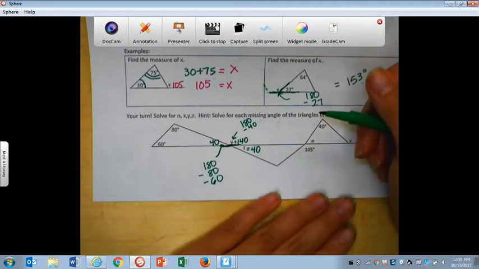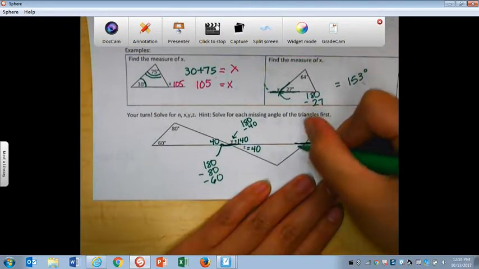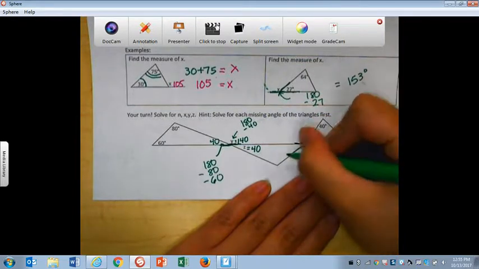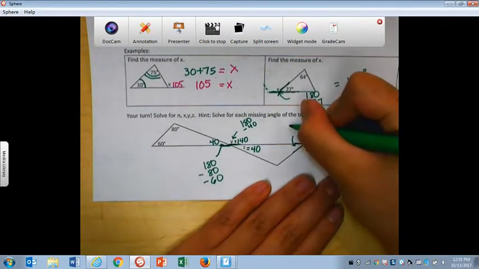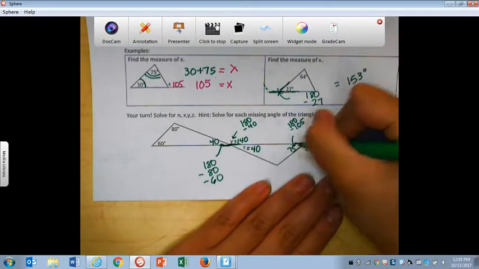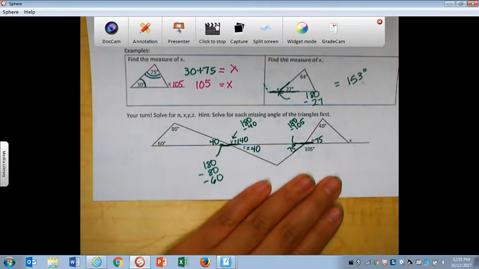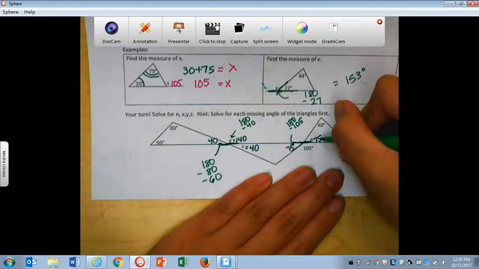So let's see what else we can solve. I see a 105 here. This is a linear pair, right? So if this is 105, to get this angle, you would go 180 minus 105, okay? That would be 75, okay? And now n would be 75, all right?